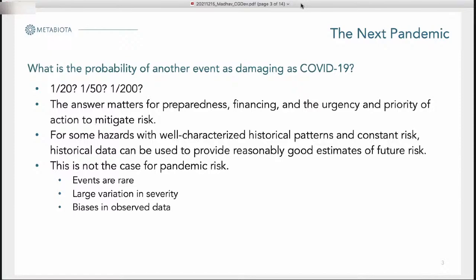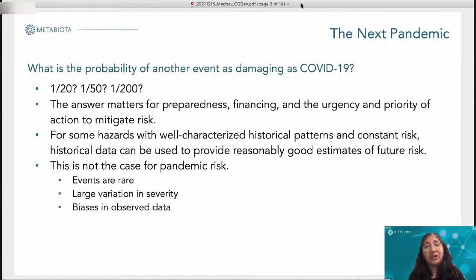I think we're all familiar with the panic and neglect cycle, where there's a large event, everybody is responding, and then it falls away into memory. We all hope that this doesn't happen for COVID, but these questions about how likely these events are and how important they are to prepare for are very important. So we use this type of information for preparedness, for financing, and to mark the urgency and priority of taking action to mitigate the risk.